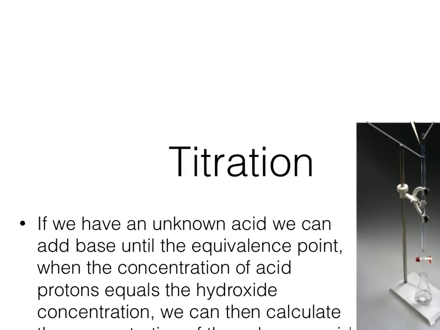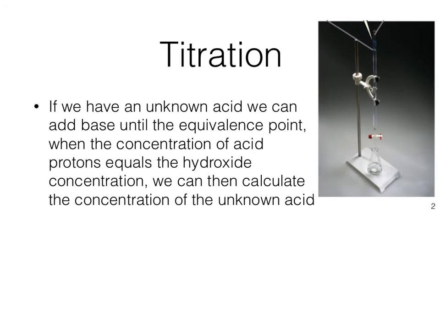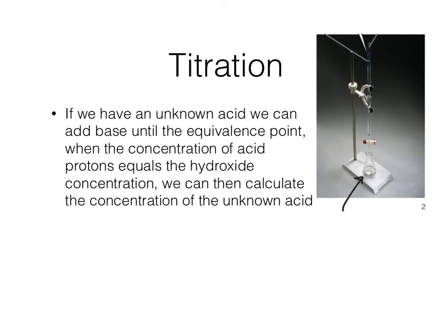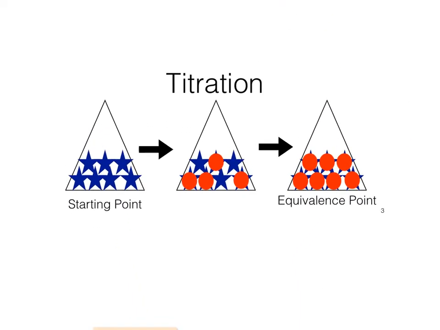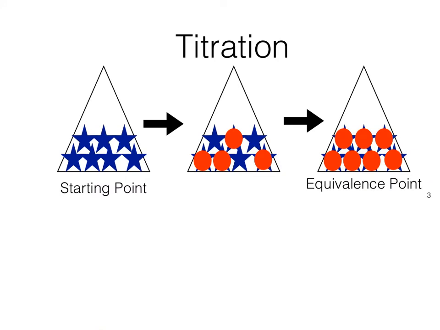So when we think about a titration, we can use this sample here. What we see down here is our analyte, or the unknown. Up here, we have the known. And so we can ask ourselves, how do these create an equivalence point? And so the trick is to think about a titration like this. So we start here. This is our unknown.